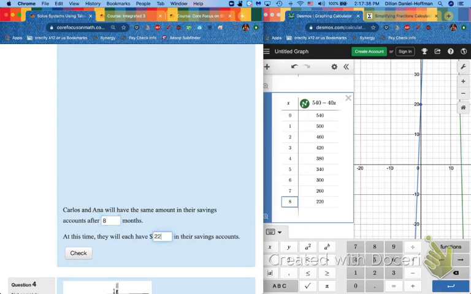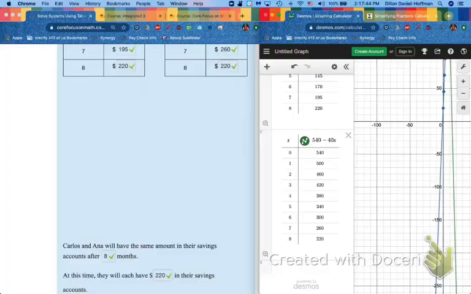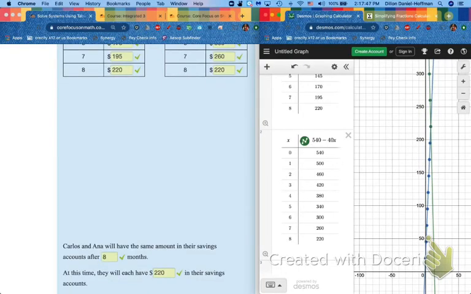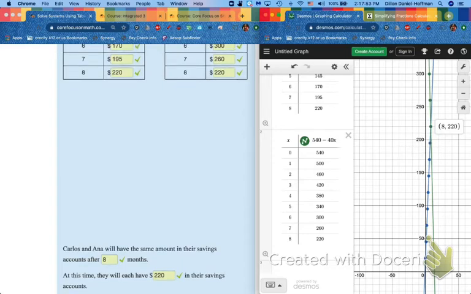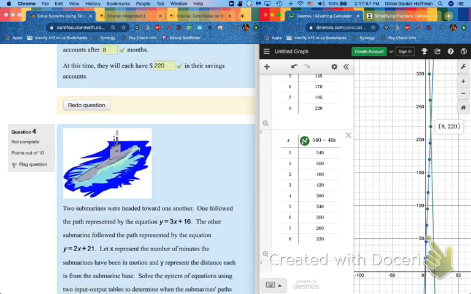If you don't see where they cross, double check your work, and then you could use the graph, zoom out probably, and then you can click up. See, 8, 220 is the point on my graph. That also matches. And look at all those beautiful green check marks. So nice.